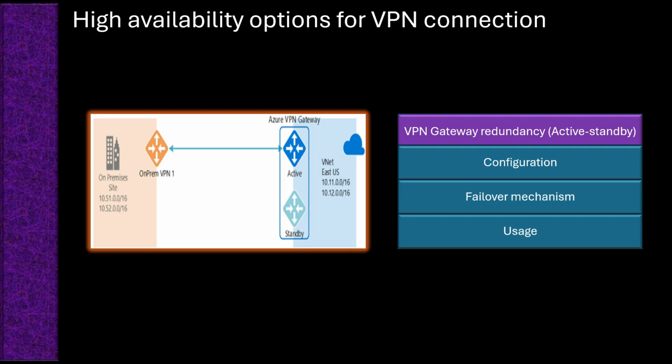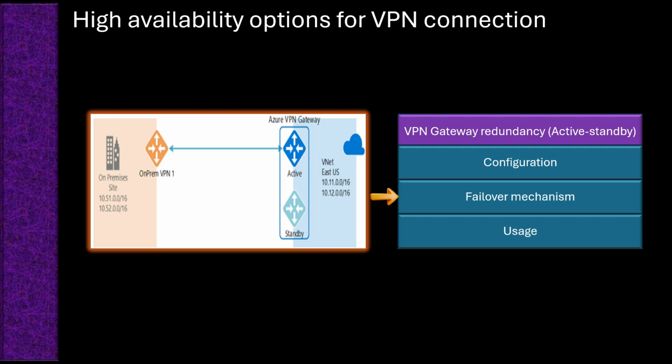Let's unpack the design pattern called VPN gateway redundancy. Azure VPN gateway has a built-in redundancy. By default, Azure's VPN gateway operates in an active-standby mode. This means there are two gateway instances set up for redundancy within a single region, but only one is active at a time. If the active instance fails, the standby instance takes over and minimizes downtime. The failover process happens automatically and ensures continuous connectivity.